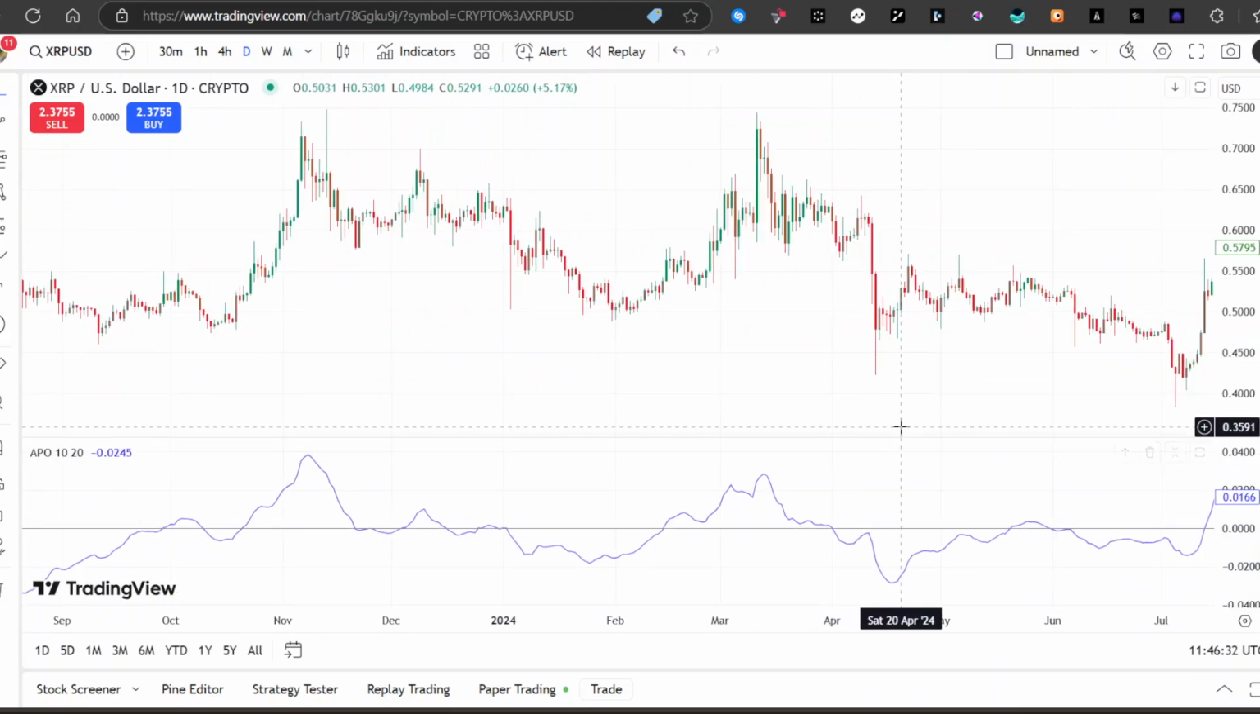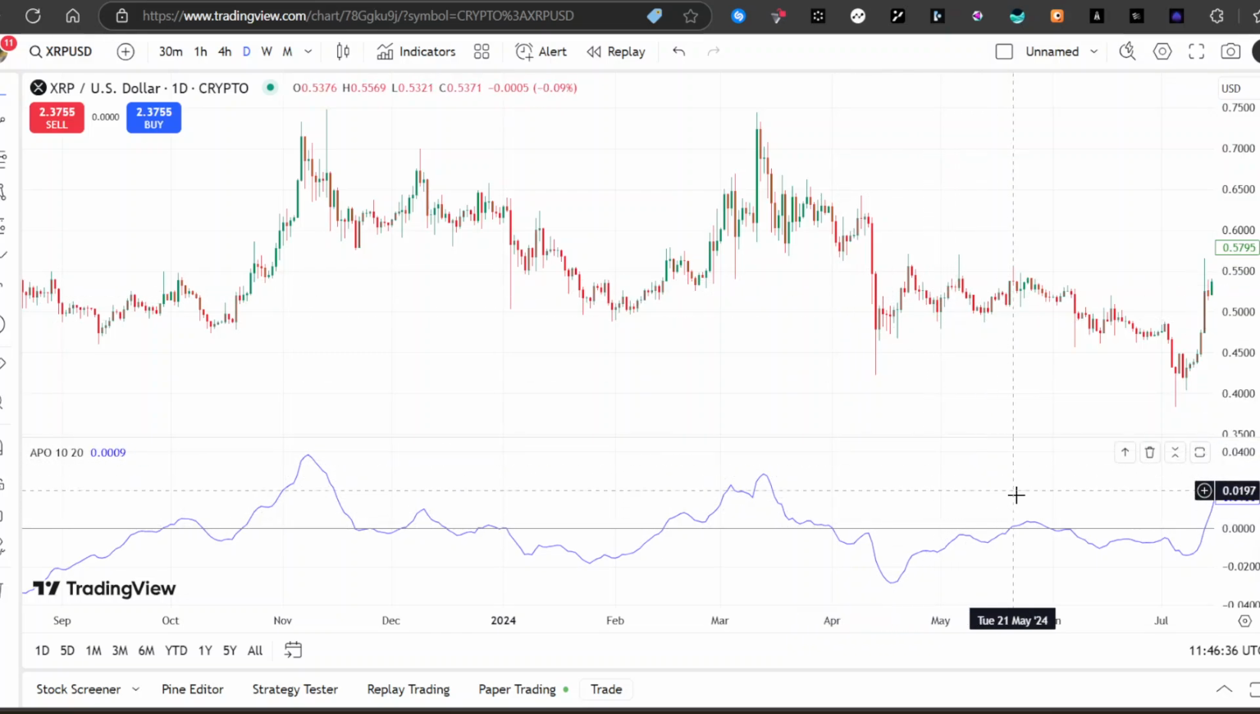The same applies to the downside. When the price is making new lows, but the APO is not confirming it, it could be that a bullish reversal is about to happen. Now, these divergences are incredibly useful for anticipating trend changes before they fully happen.